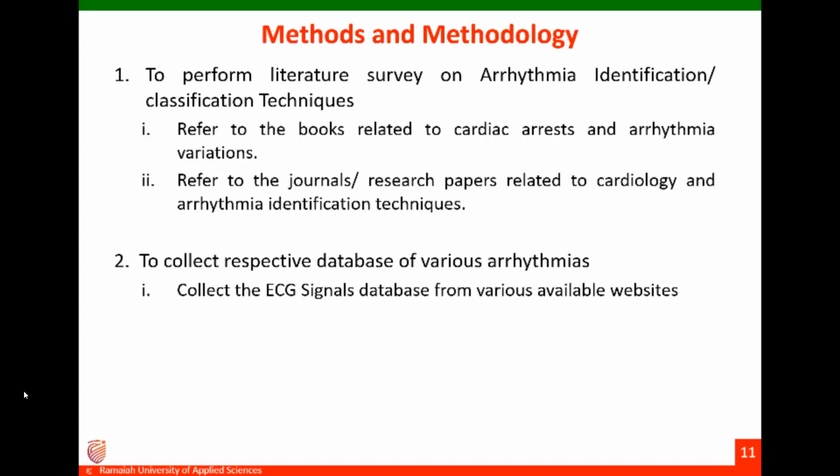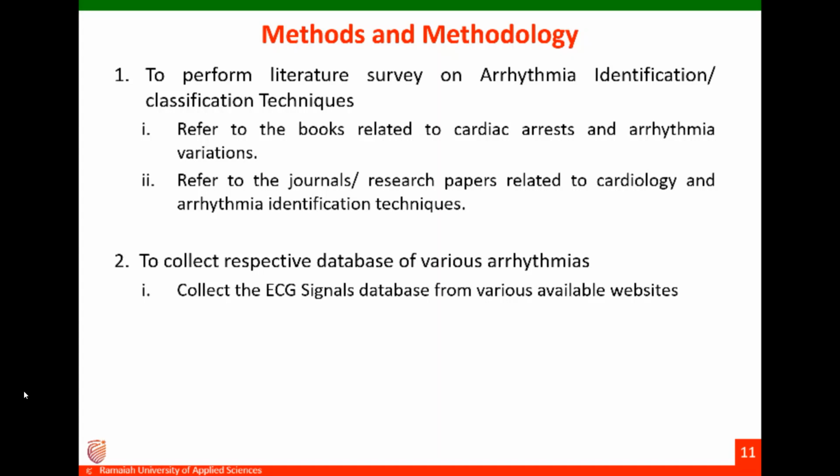So these are the methods and methodologies for each of the objectives. For the first one, first we refer to the books related to cardiac arrest and arrhythmia variations. Then we refer to the journals and research papers related to cardiology and arrhythmia identification techniques, which are already present on the internet or other resources, where we can get better knowledge of what we are going to do and how we are going to do it. The next part is collecting the data sets of various arrhythmias from several databases and resources, that is, Physionet's MIT-BIH and EDB databases from various institutes.